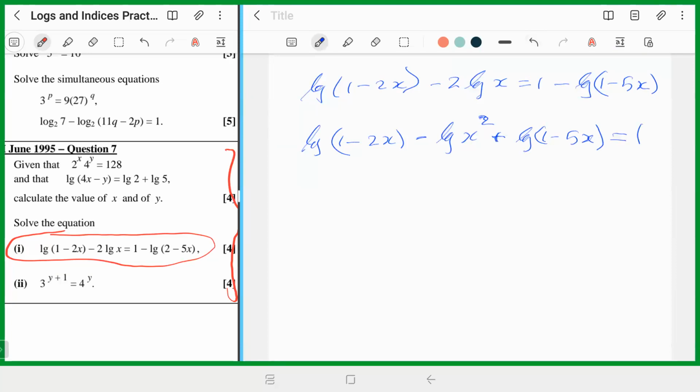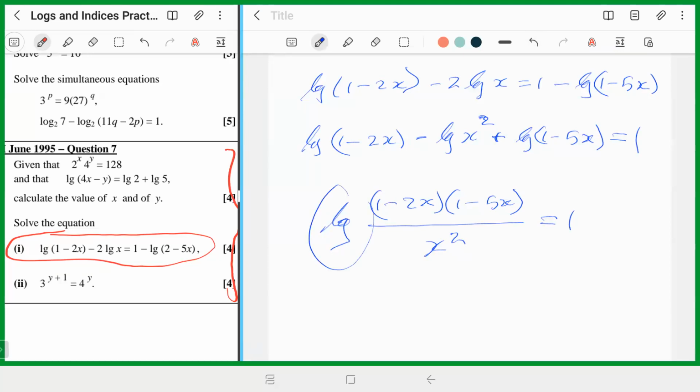I'm going to consolidate everything here. So this minus in front of this means divide. This plus in front of this means that I multiply, right? So this all becomes the log of this and this multiplying together: 1 minus 2x times 1 minus 5x. And then this minus in front of this log x squared means that I have to divide by x squared. And everything equals 1.